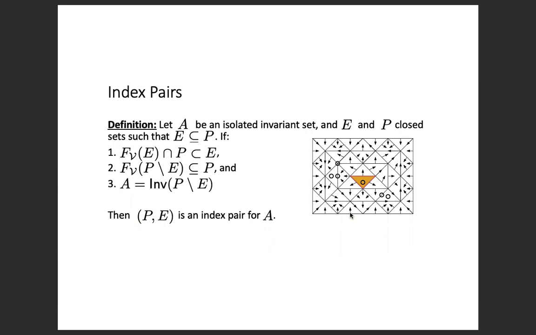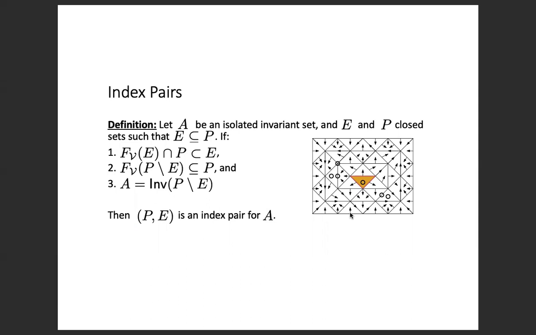For isolated invariant sets, we have a notion of an index pair. So an index pair is a pair of closed sets. One is E, it's called the exit set, which is contained in P, that have the following three properties. So they're closed, so they contain all their faces. And we draw E in red, and we draw P minus E in yellow, okay? And you have to have these properties. If you are in the colored simplices, and you want to go to a white simplex, you have to go through the red simplices first, okay? You can't go directly from yellow to white, okay?